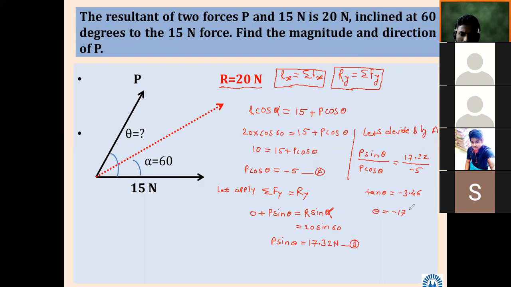So what is this angle? 73.89. Okay, so that is theta, and what will be the value of P? Now you can put the value of theta in equation A or equation B and calculate the value of P. What will be the value of P? Put in any equation and calculate this.